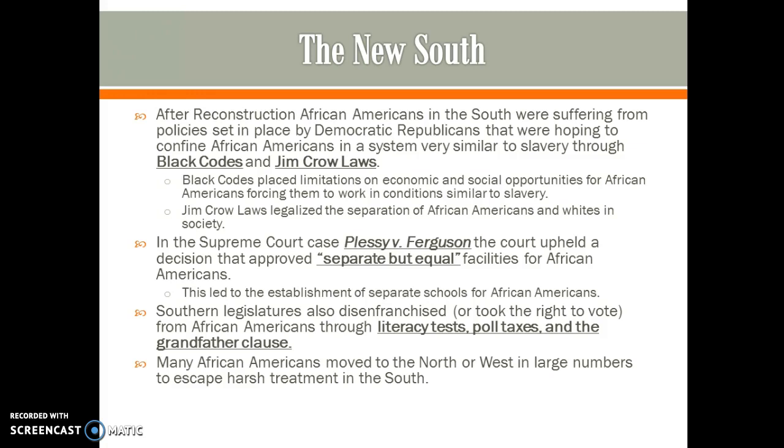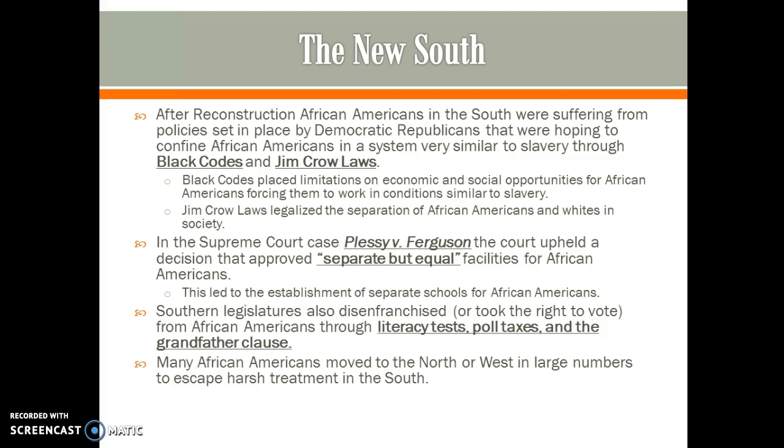Southern legislatures also wanted to disenfranchise, and disenfranchise means to take away the right to vote. So Southern legislatures wanted to take away the right to vote from African Americans, right? And they did this through three main ways.